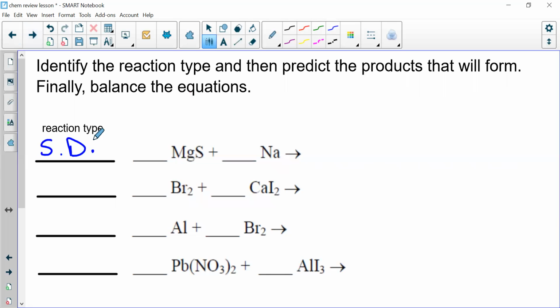Does anybody have their activity series handy to know, is sodium stronger than magnesium? Sodium is higher. Thank you, Melody. Sodium is higher on the list. So sodium can steal magnesium's partner. So Melody, what are the products going to be here?